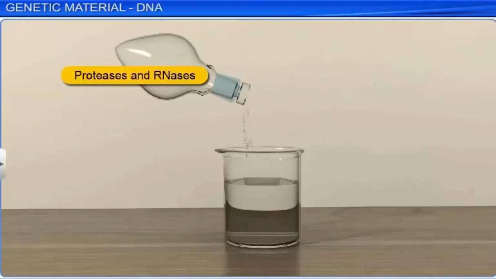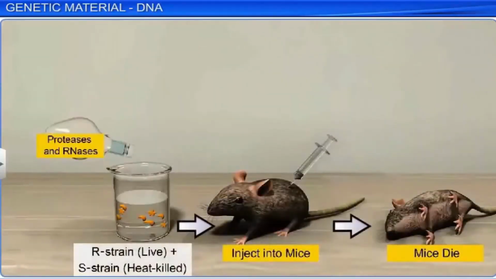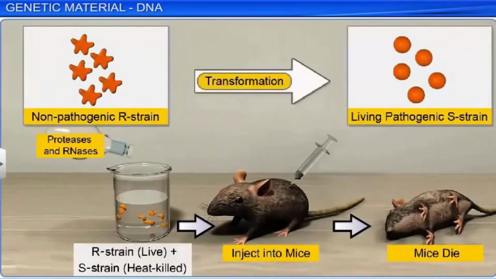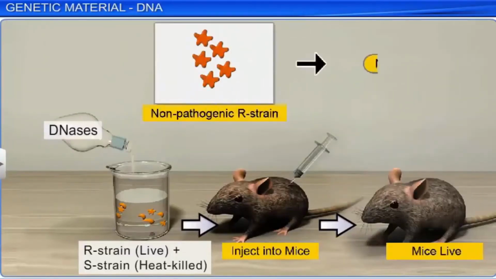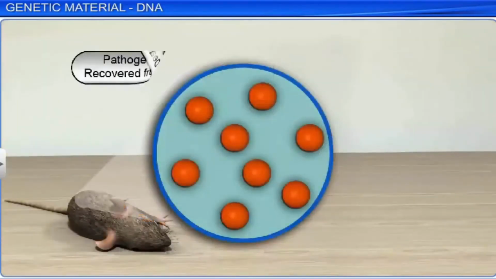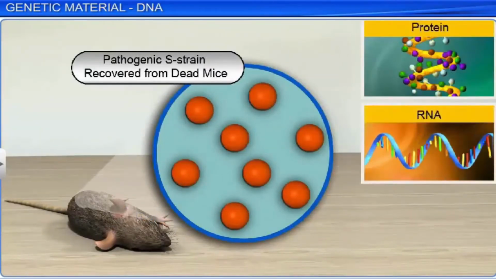They discovered that neither the protein-digesting enzymes, that is, proteases, nor the RNA-digesting enzymes, that is, RNases, affected this transformation. Whereas DNA-digestive enzyme, DNase, did inhibit the transformation. Therefore, it was clear that the transforming substance was not protein or RNA, it was DNA.